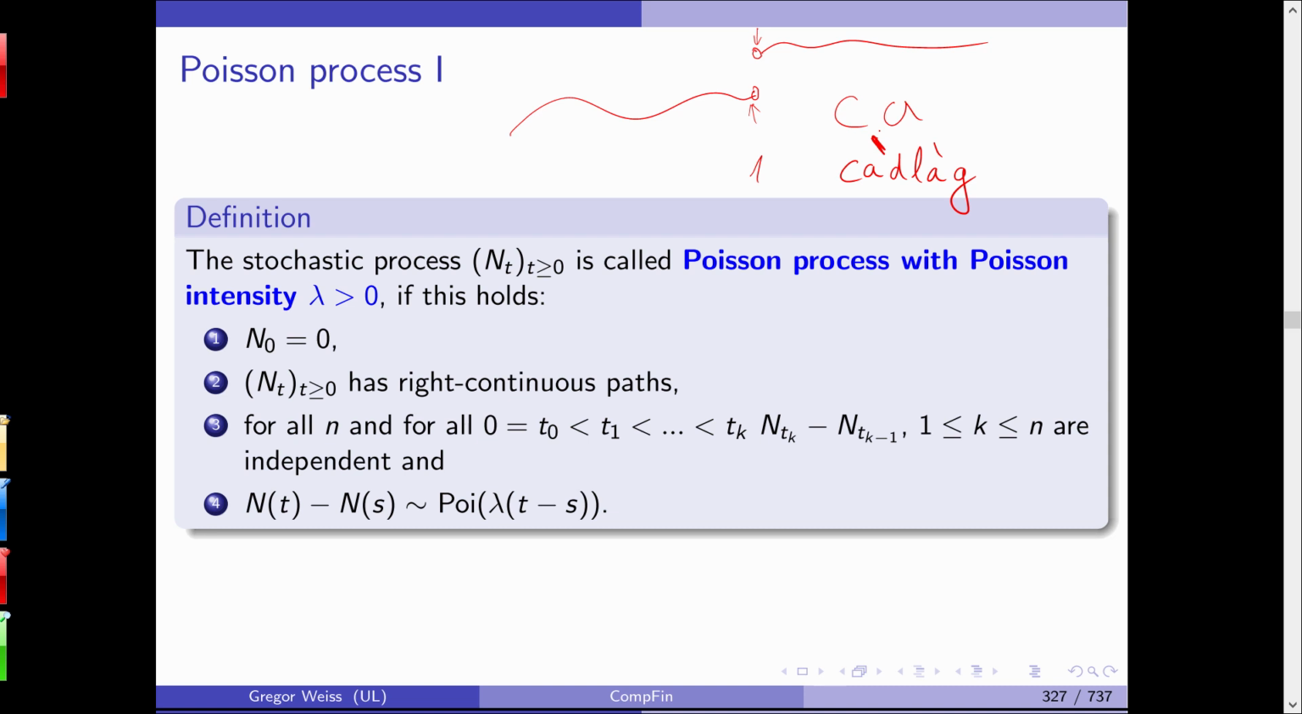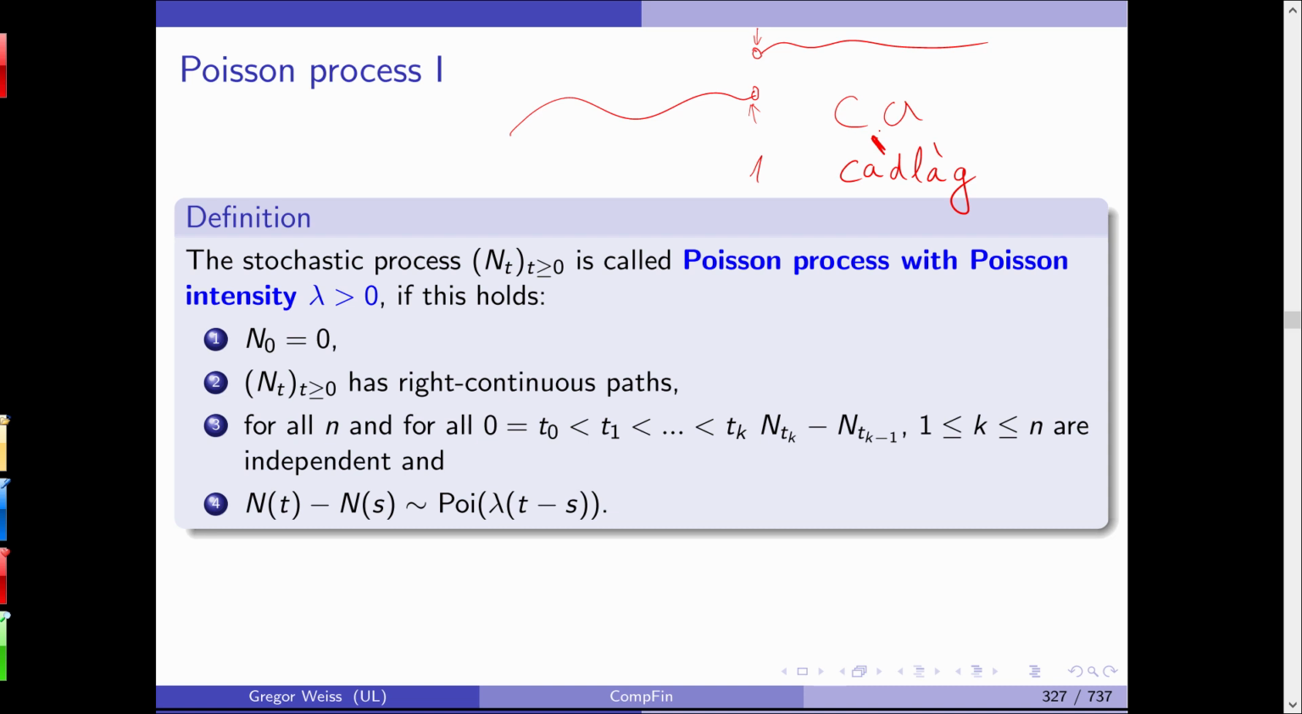But again, in stochastic calculus, you will get the idea that stochastic processes are all about forming integrals and forming derivatives of such processes and solving stochastic differential equations. And then, of course, for something to be differentiable, you need continuity. And then these processes have to be Cadlag.